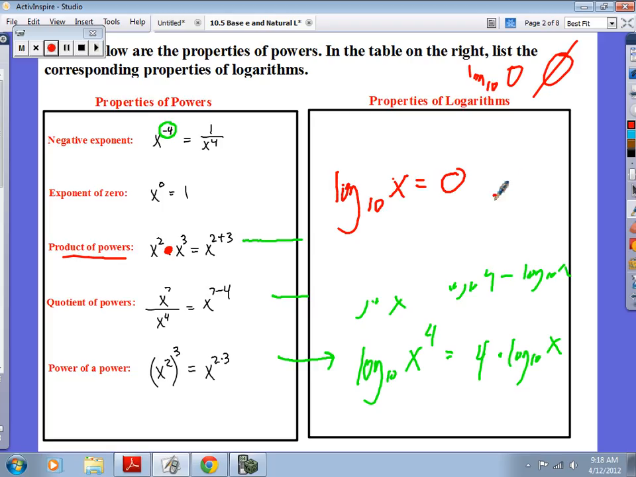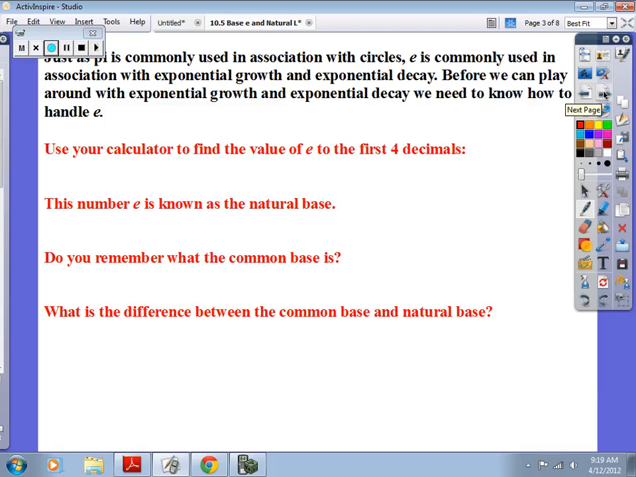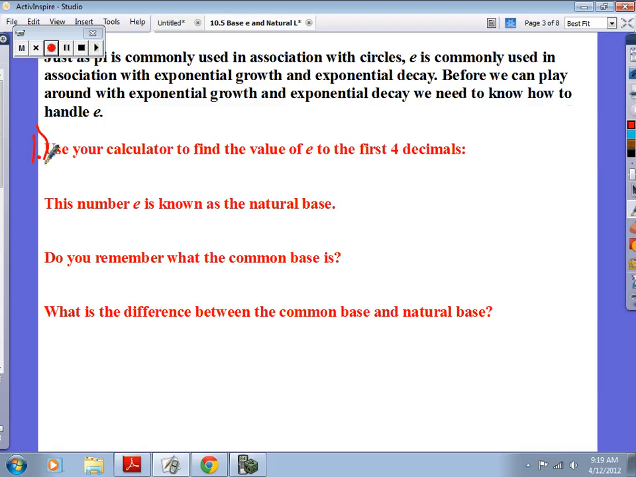Alright, let's change it. Jake, give me the base, give me the exponent, give me what it equals. What's the base? 10. Where does the x go? X. Where does the 0 go? So what is 10 to the 0? So what's x? X has to be 1, right? If your log is ever equal to 0, that means 0 is the exponent, so your answer has got to be 1. Okay, read through this and answer question number 1.